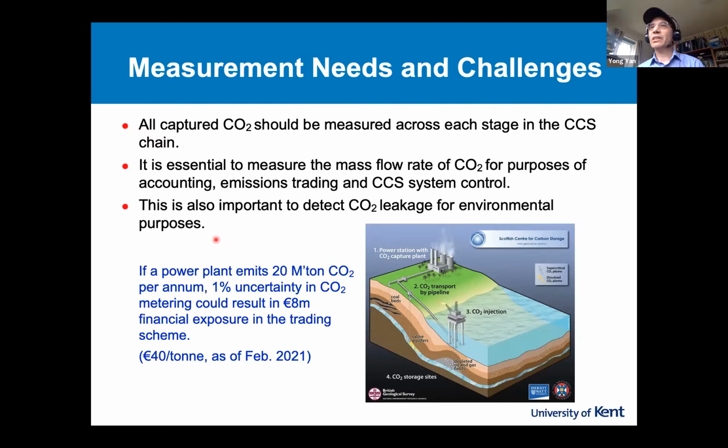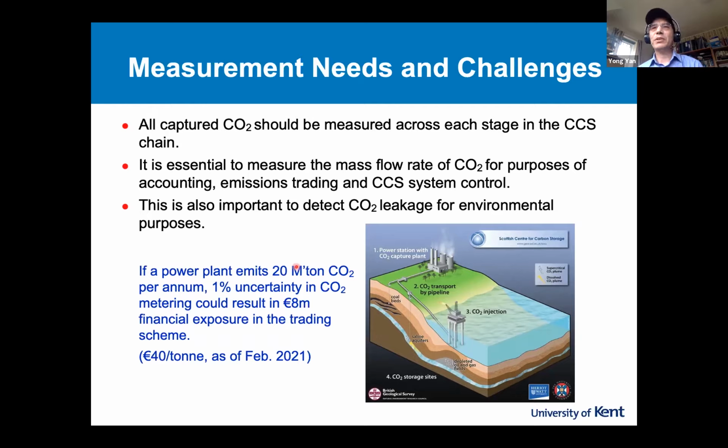Not only for trading or accounting, we also need to monitor any leakage from a CCS system. Not only in the short term, but over a few years, even decades. For example, any leakage from a storage site.